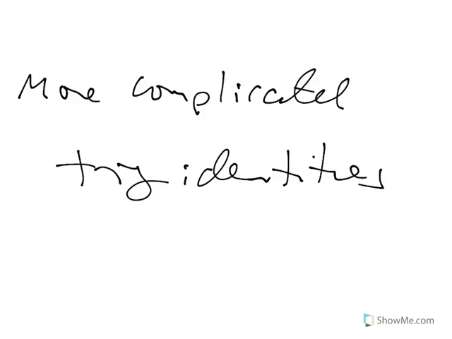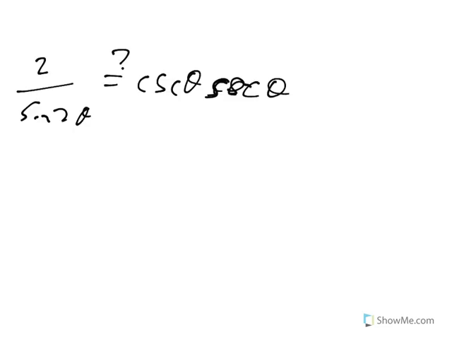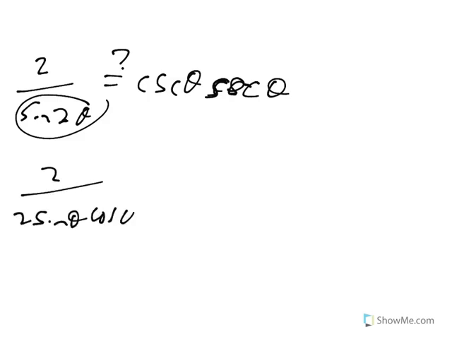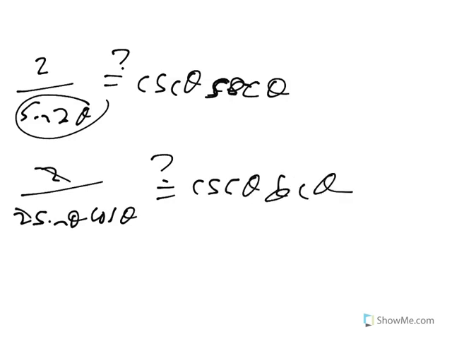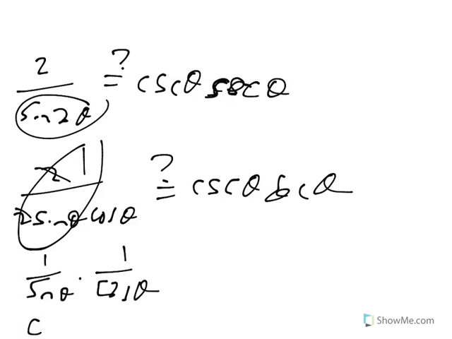Now that we have more formulas besides the basic 8 trig identities, we can use these new ones to do more complicated trig identities. Here's an example of one. I can take this sine 2 theta and replace it with 2 sine theta cosine theta. And the 2's cancel. And then the 1 over, I could change this to 1 over sine times 1 over cosine theta, which turns into cosecant theta times secant theta, which is the goal.